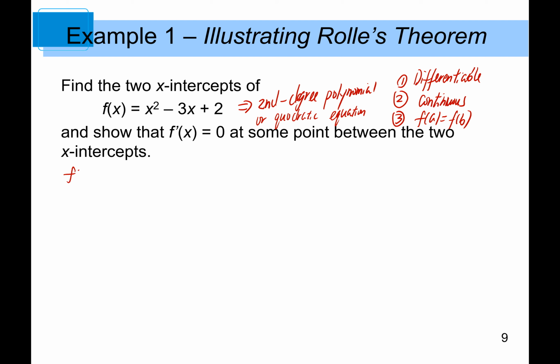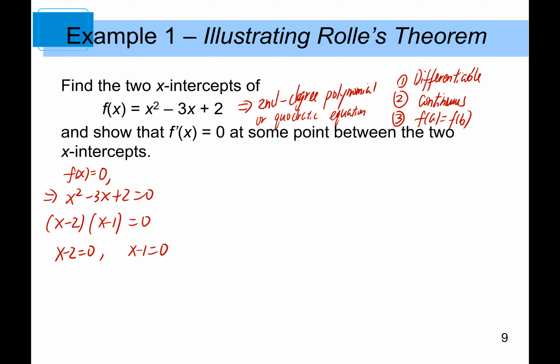First of all, we have to figure out the intercepts. Setting f of x equals 0, that means x squared minus 3x plus 2 equals 0. Then we factor using quadratic factoring and get (x minus 2)(x minus 1). Setting x minus 2 equals 0 and x minus 1 equals 0, adding 2 to both sides gives x equals 2, and adding 1 to both sides gives x equals 1. So the two intercepts are 1 and 2.